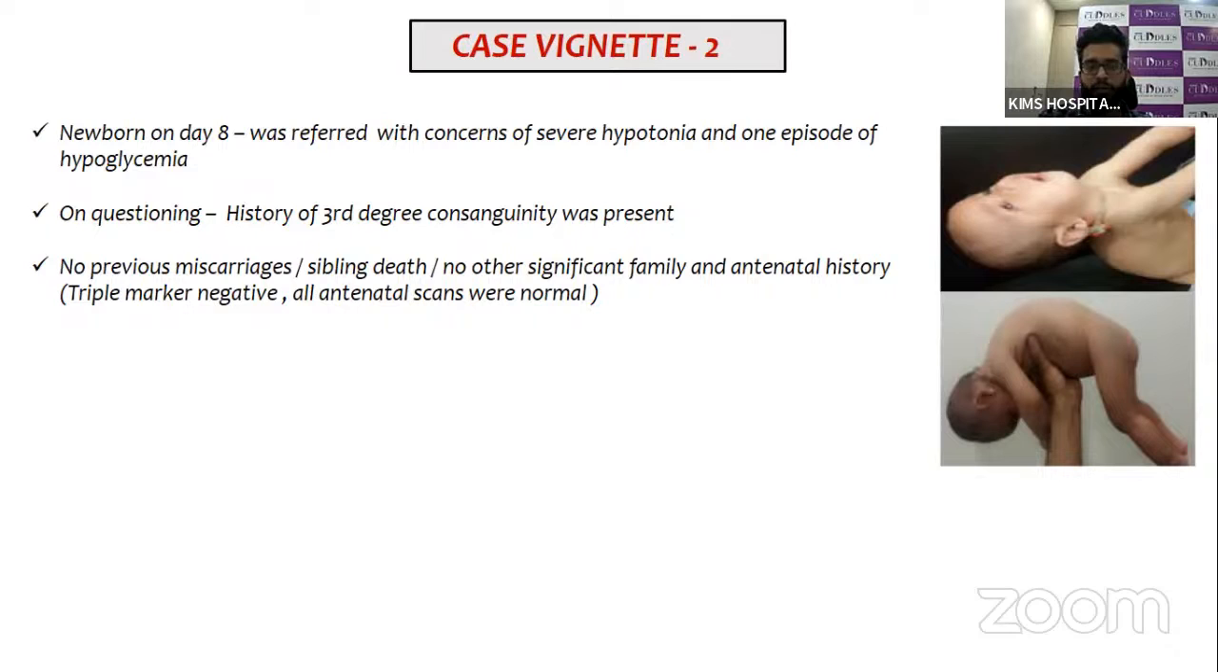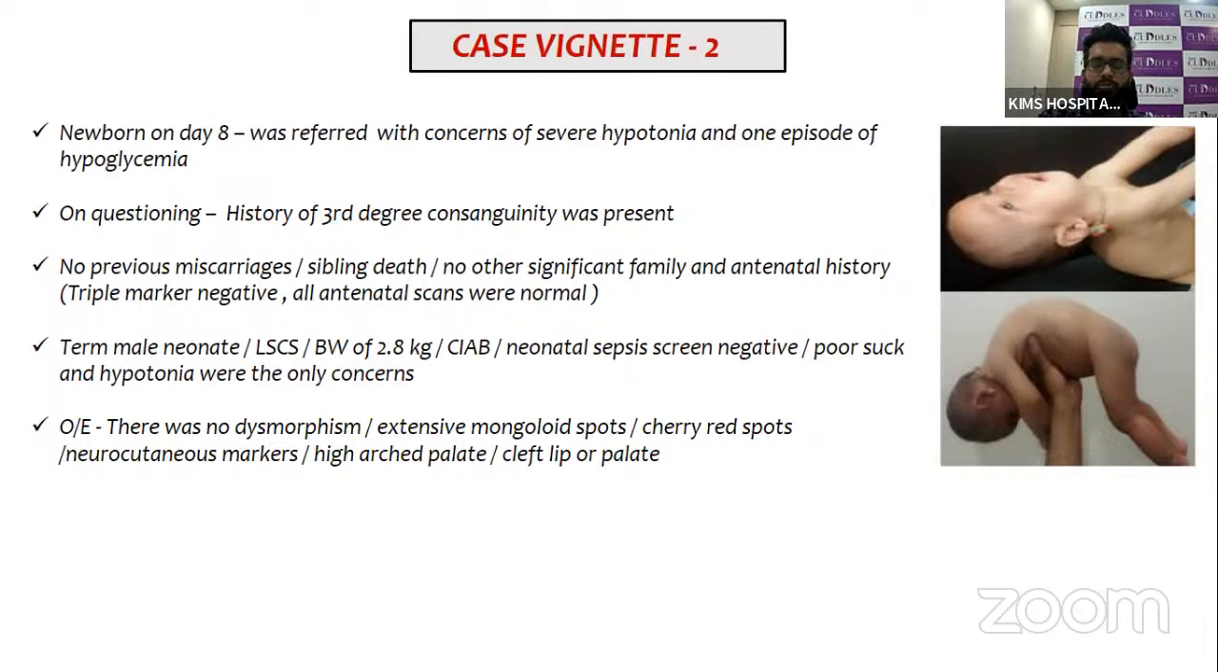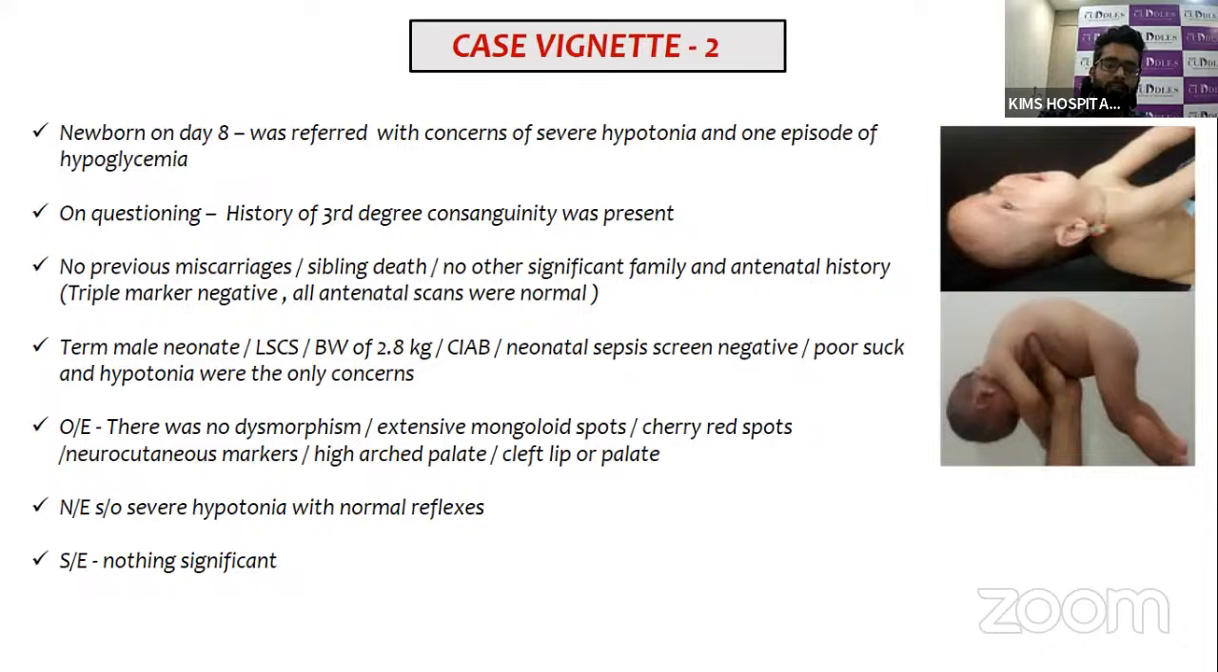And the triple marker was negative. Perinatal history, nothing significant apart from poor suck and hypotonia. These were the only concerns. On examination, there was no dysmorphism or any other neurocutaneous marker, which I have mentioned. The neurological examination only showed hypotonia, but the reflexes were preserved. So I would like to put this in the central cause, because the reflexes are preserved. And on systemic examination, nothing was significant here.